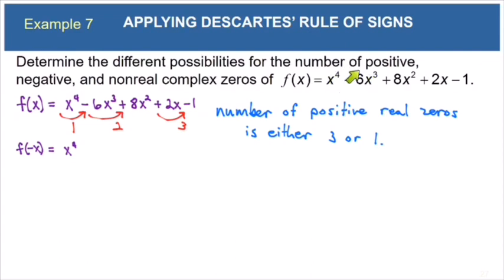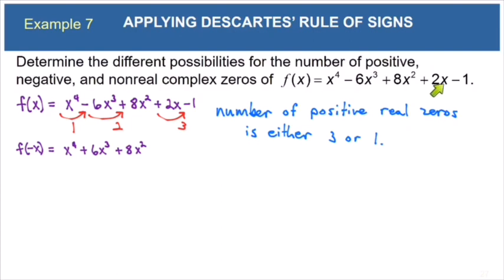So negative 6 times negative x to the 3rd would be positive 6x to the 3rd. See how the only effect that had was to change the sign of that term? Okay, so what's going to happen here where we have an even exponent? Well, we know that raising a negative to an even power gives us a positive result. So this is just going to be positive 8x squared.